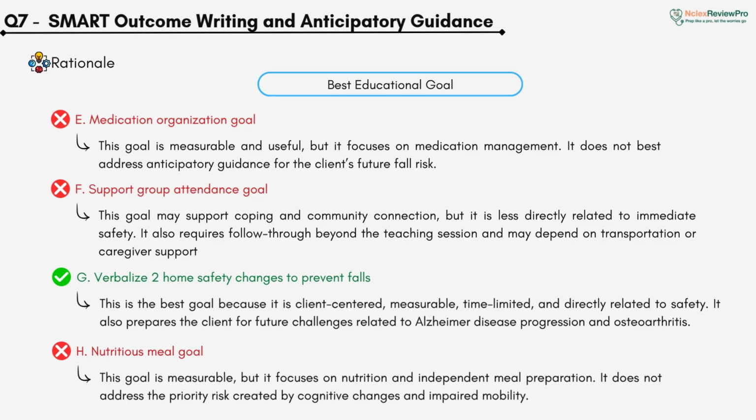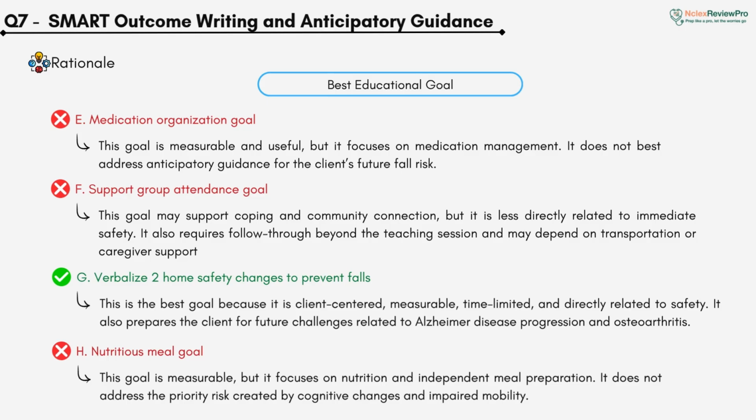Option G, the client will verbalize 2 home safety changes that can prevent falls during disease progression by the end of the session. This is correct. This is the best goal because it is client-centered, measurable, time-limited, and directly related to safety. It prepares the client for future challenges related to Alzheimer's disease progression and osteoarthritis.